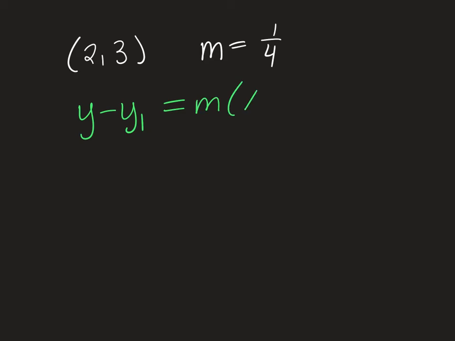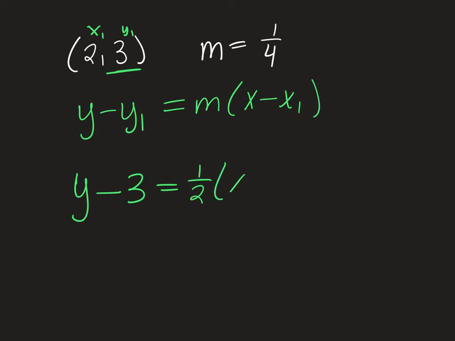So let's say we have the point 2, 3 and a slope of 1/4. So point slope form is y minus y1 equals m times x minus x1. Right, so remember we have x1, y1, and then our slope. So we're going to go ahead and plug those numbers in. So we have y minus y1, which is 3, equals m, which is 1/4, times x minus x1, which is 2.